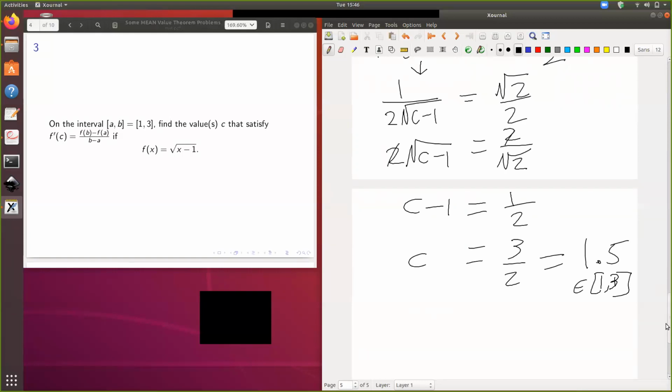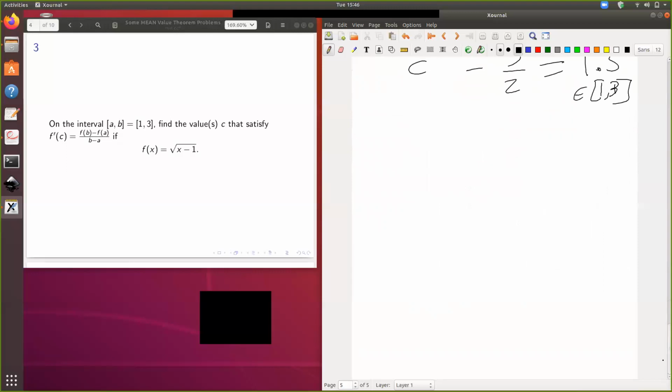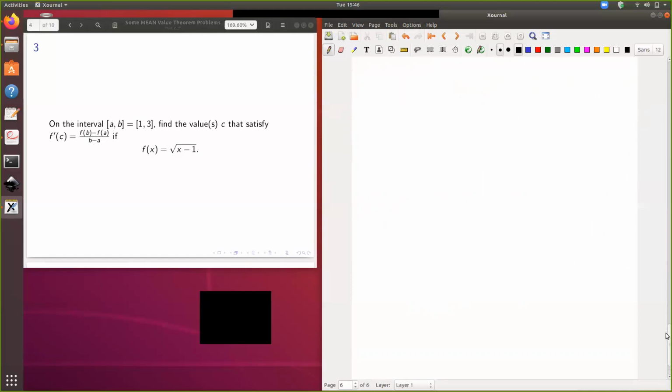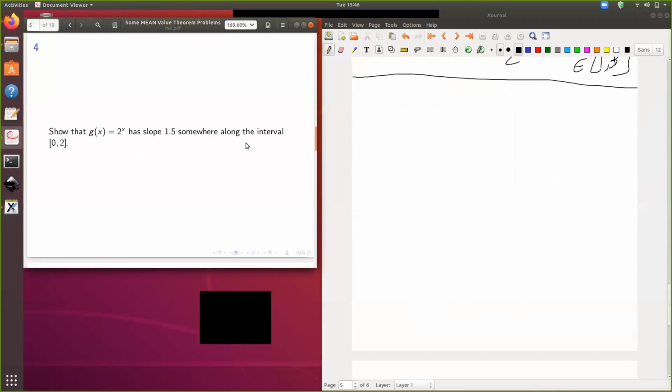All right. Moving on. Number 4. So we want to show that g of x equals 2 to the x has slope 1.5 somewhere along the interval 0 to 2. So we're talking about average slope. We're talking about intervals. Clearly, this is an MVT problem.